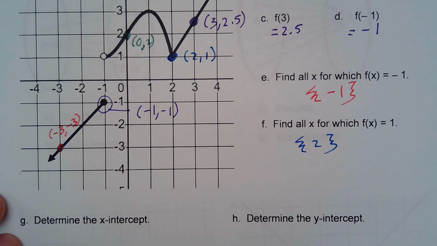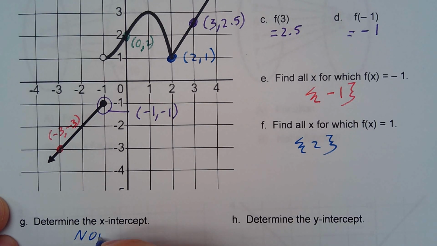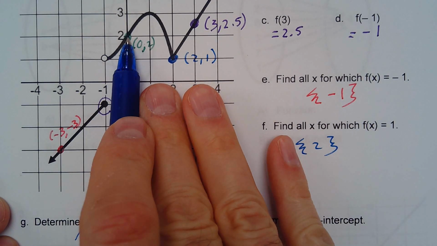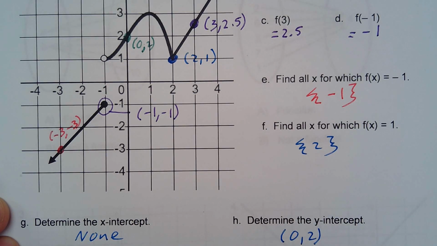G says determine the x-intercept. Well, does that intersect the x-axis? Nope. So there is none. All right, determine the y-intercept. Well, it hits the y-axis here at (0, 2). So (0, 2) would be my y-intercept.